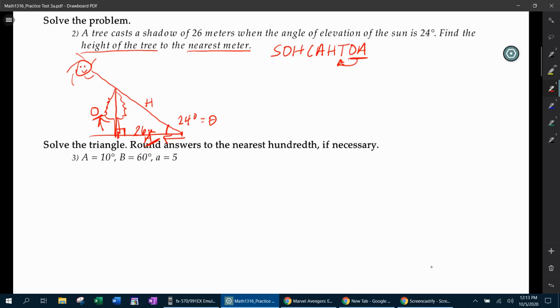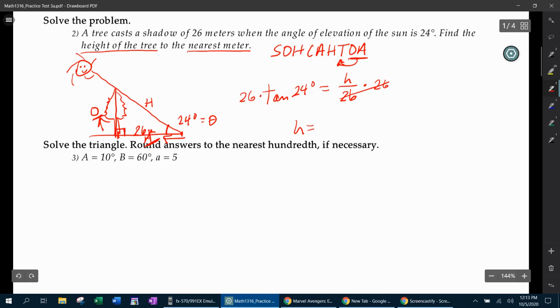That means that the chief is going to tell us that we need to use tangent of theta. And theta is 24. So tangent theta is O over A, opposite over adjacent. And then I can solve for the opposite side, which is really the height of the tree. So if it's okay with y'all, I'm going to label that H for height of the tree. Multiply both sides by 26, and we're going to have our height.